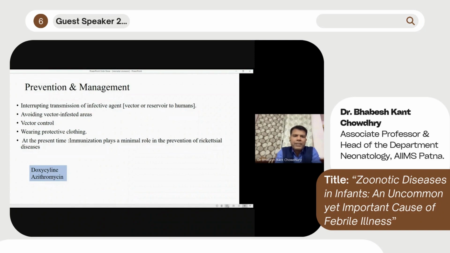So avoiding the vector infestation area by vector control, wearing protective clothes, and early treatment with doxycycline.